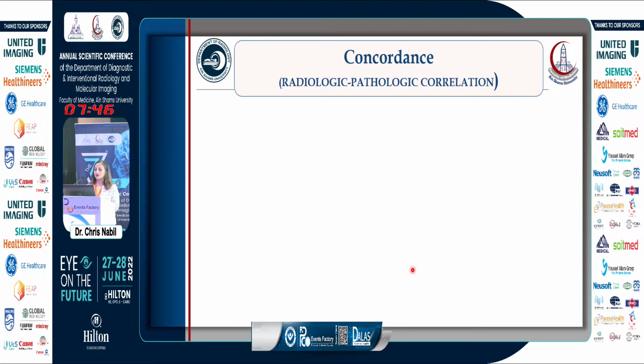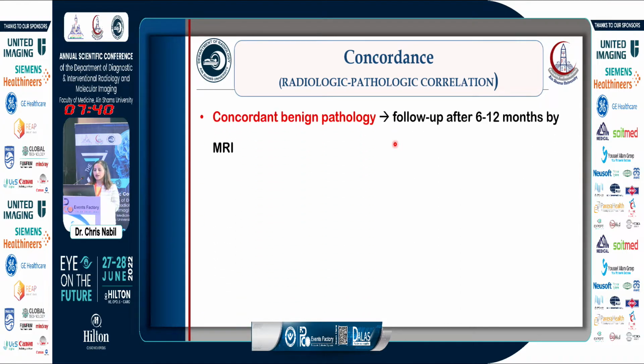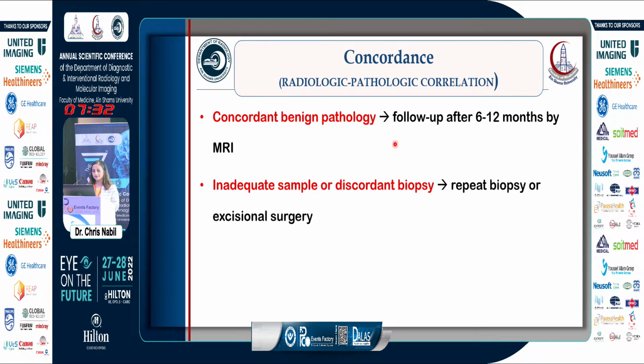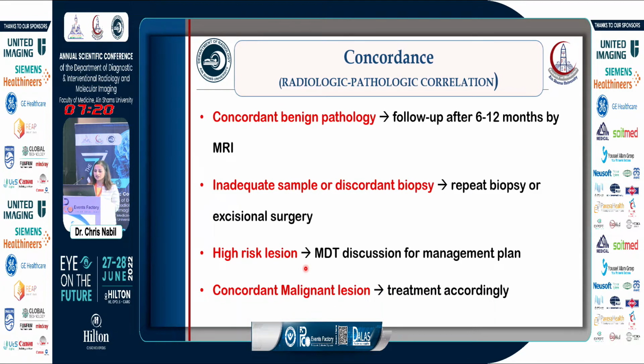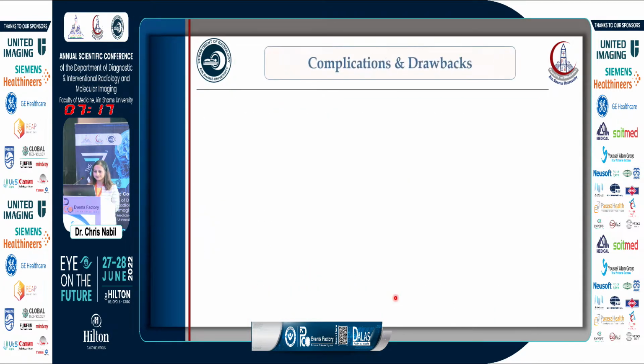And after the results of the biopsy are revealed, we have to correlate the radiological with the pathological findings for concordance. If it's a concordant benign pathology, meaning that both radiology and pathology agree it's a benign lesion, the patient is followed up after 6 to 12 months by MRI. If it was an inadequate or a discordant sample, we have to repeat the biopsy or do excisional surgery. If it comes out as a high-risk lesion, the case is referred for MDT discussion. And if it's a concordant malignant lesion, the patient is treated accordingly.